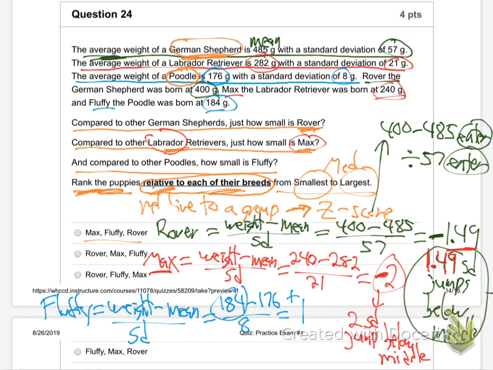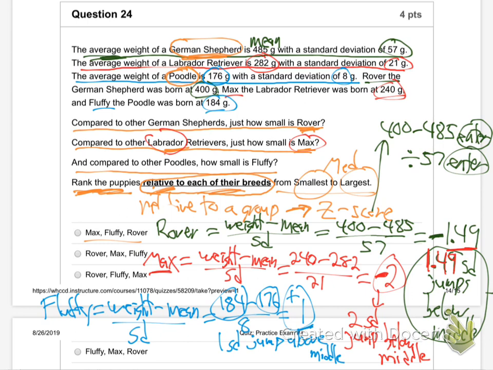His weight, 184, is higher than the poodle average, 176. He's plus 1, which means he's 1 standard deviation jump above the middle. He's positive, so he's above the middle. Fluffy is heavier than your average poodle, even though he's way lighter than the other two dogs, because he's a poodle, but he's heavier than the average poodle by 1 standard jump, plus 1.